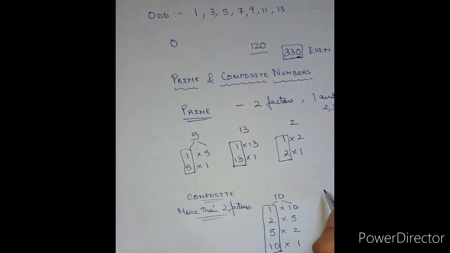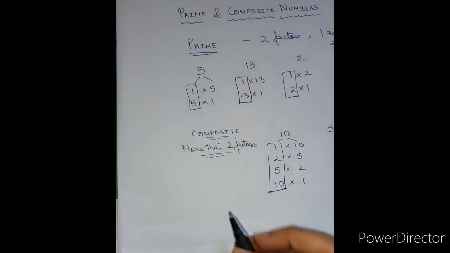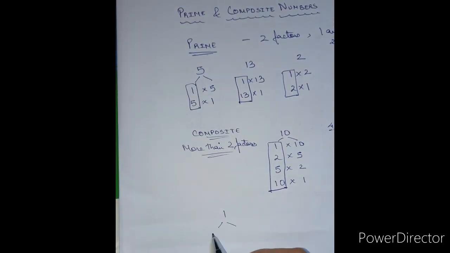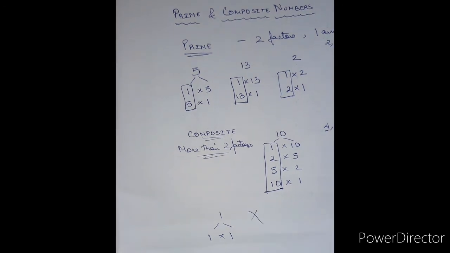And composite numbers start from the table of 4: number 4, then 6. These can be even and odd also, and the smallest composite number is 4. Now what about 1? 1 has only one factor. 1 one is 1, and it doesn't come under prime, neither composite. So we say 1 is neither a prime nor a composite number.